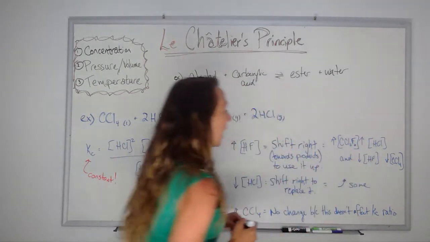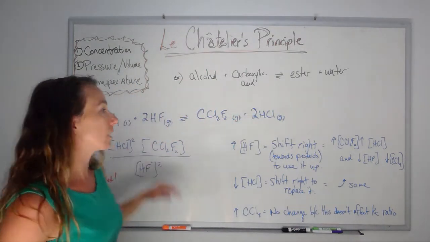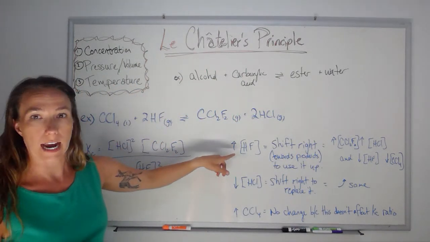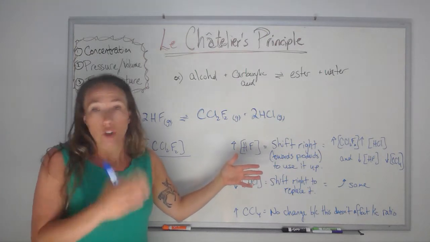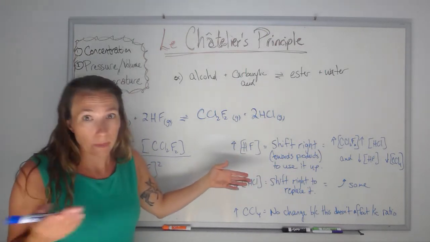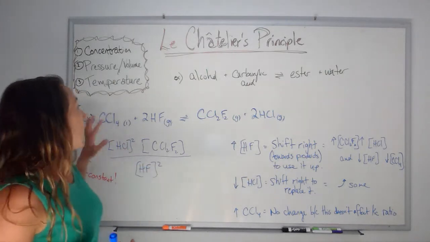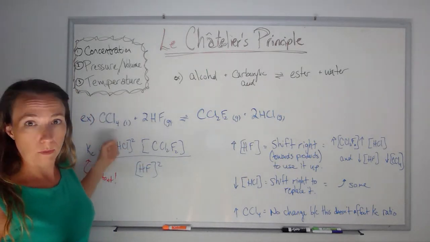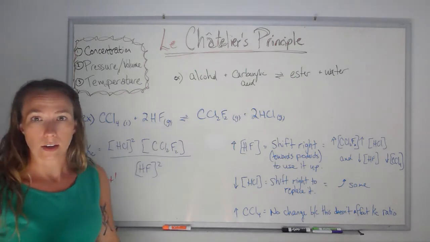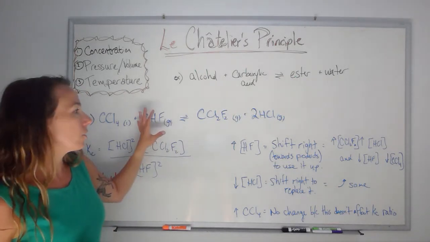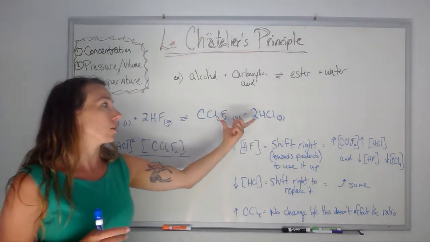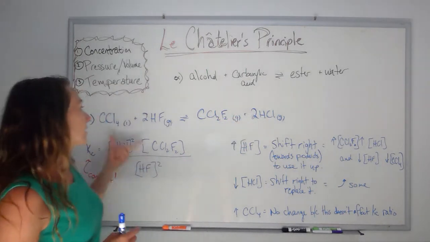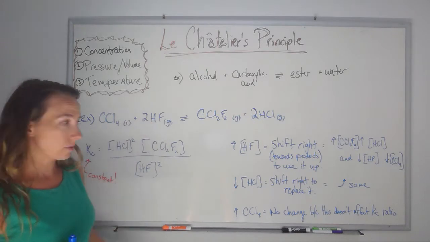F2. And in order to produce more of those things, I have to use up the HF that I just added. So let's say I added 1,000 molecules. I would use up 200 of those. So I'd still have 800 extra, but whatever, it's better than it was before. And I'm also going to have to use up some of this stuff in order to make my products happen. Okay, so increasing the HF concentration is going to shift right to use it up, which is going to result in an increase of these and a decrease of these in order to make those.